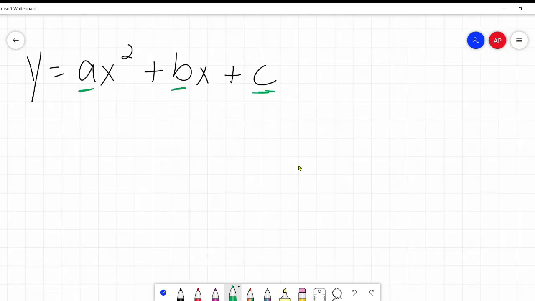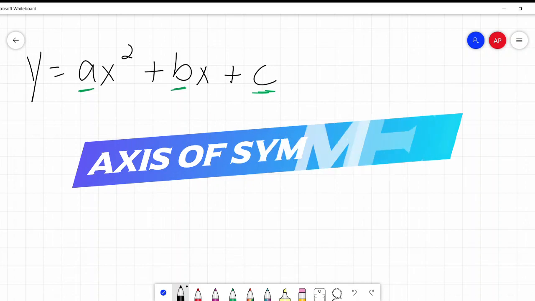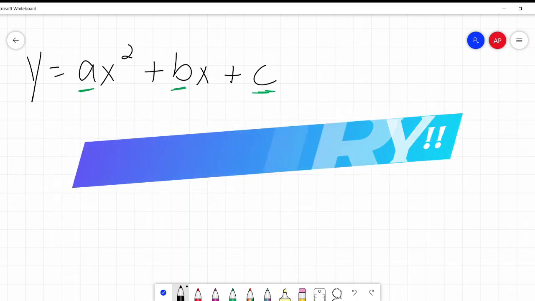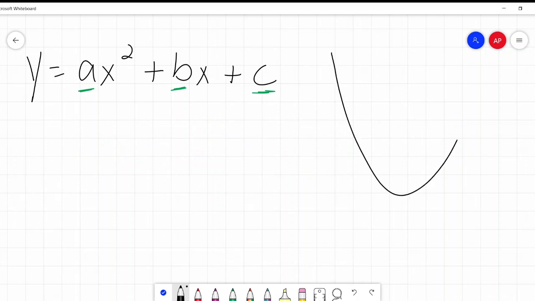So in order to find the vertex of a parabola, first we have to find the axis of symmetry. It almost sounds like a band name. The axis of symmetry. That means, when I draw a very poor parabola like this, what is the line that, if I split it right down the middle, would be a mirror image on both sides.